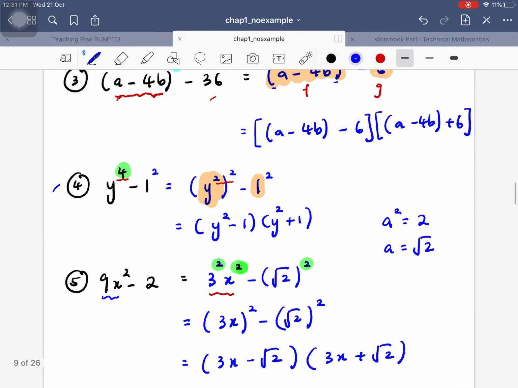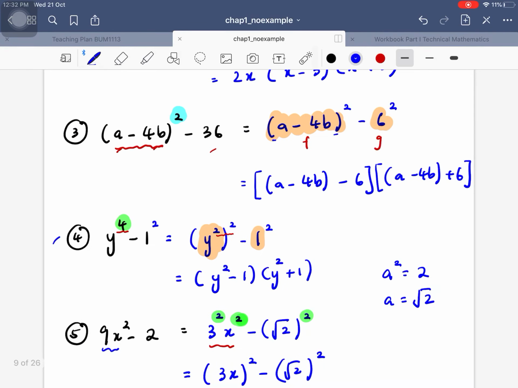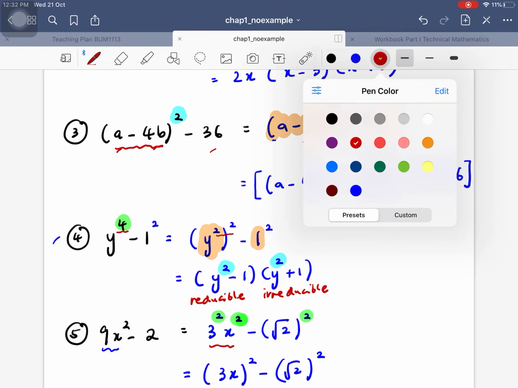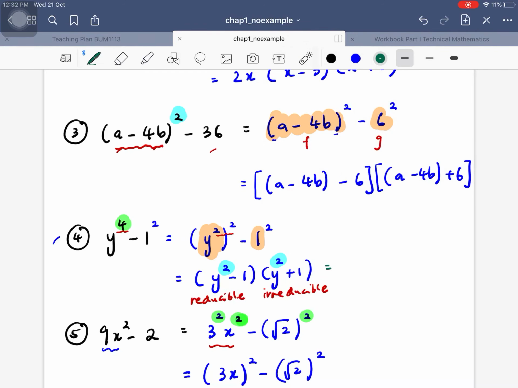Actually, I made a mistake here when I did question number 4, because if you notice, I have the power of 2 right there. And when I have a non-linear factor, power of 2 and above, I have to check whether it is reducible or irreducible. For this case, it doesn't matter because this one is irreducible. But this one over here is actually reducible. I actually have to proceed further. So the solution of this, because I know that y squared minus 1, is going to be y plus 1, y minus 1, multiplied by y squared plus 1.